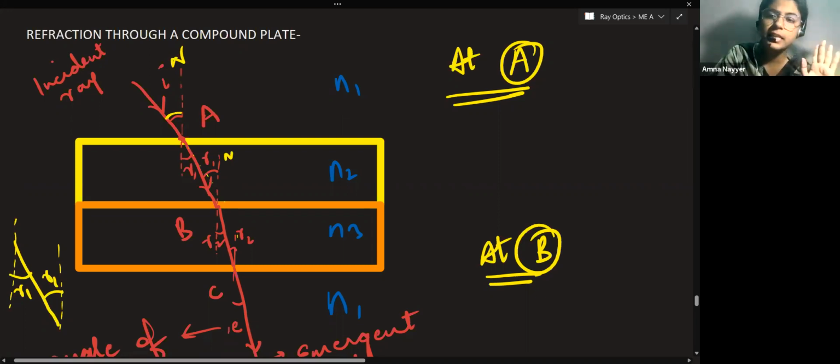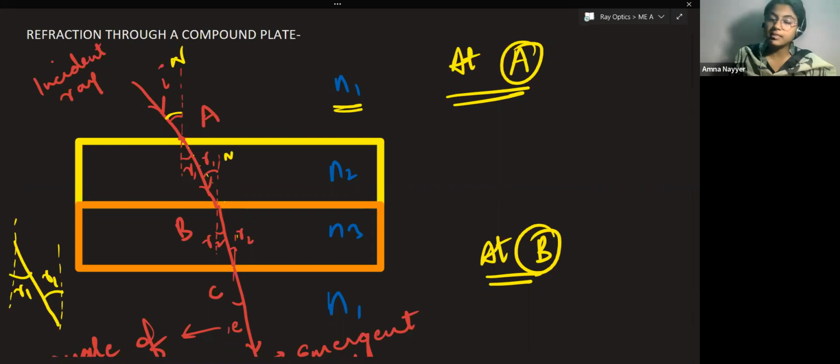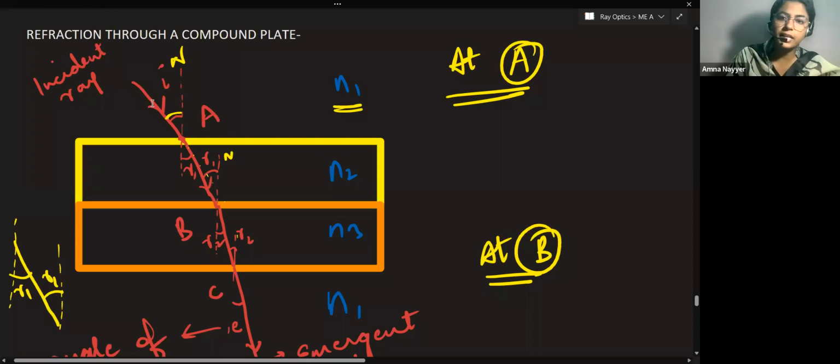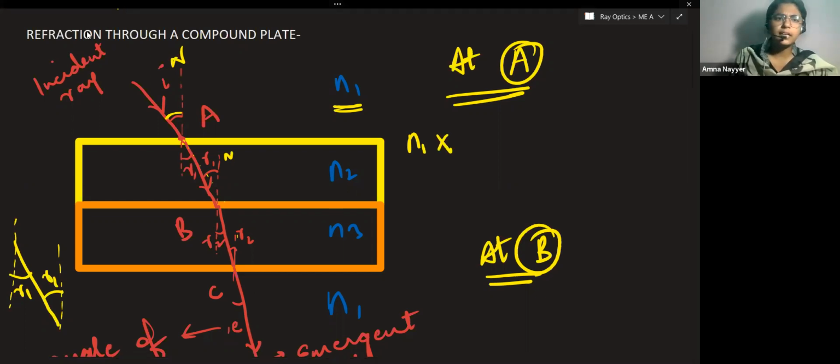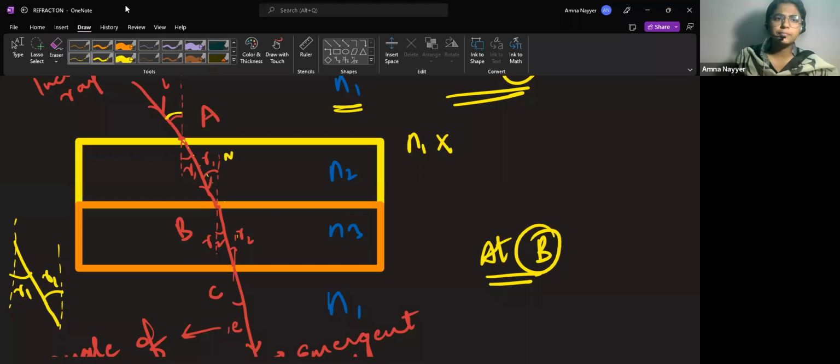Now, at A, if we apply Snell's law, see, all those who do not know how to apply Snell's law, learn right now. Refractive index multiplied by sine of angle is equal to refractive index multiplied by sine of angle. This is how you write. So at point A, this is the angle of incidence, this is the refractive index, so N1 into this becomes what? Or you can even write it directly as N2 by N1. You can write it in both manners.